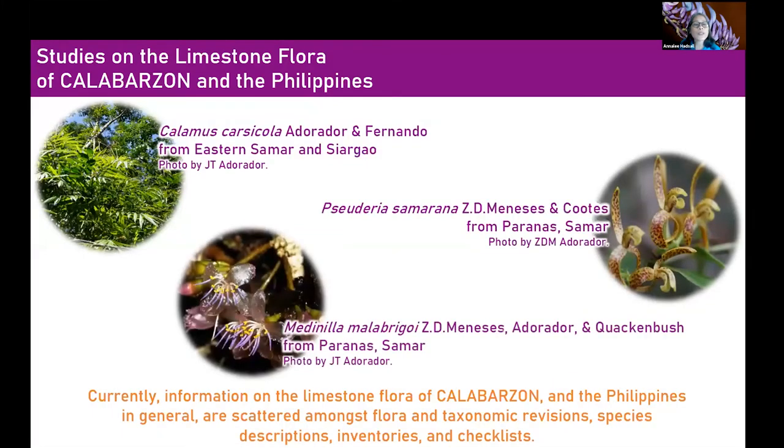Yan, new. It's a new species also of palm, Calamus carsicola, discovered by Jiro Adorador and Dr. Fernando, Eastern Samar and Siargao. Then also you have orchids from forest over limestone found in Samar. So the Sudaria samarana and a new species of Medinilla named after one of the consultants of this project, si Prof. Pastor Malabrigo. So we have Medinilla malabrigoi. So pag tinignan ninyo, scattered yung mga literatures of new species, pero just tells you na when you talk of forest over limestone, mataas yung probability that you will always find something new and not only native or indigenous, but also endemic. Okay, next slide.